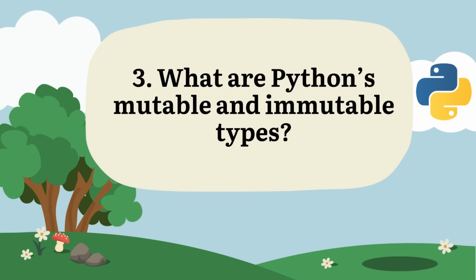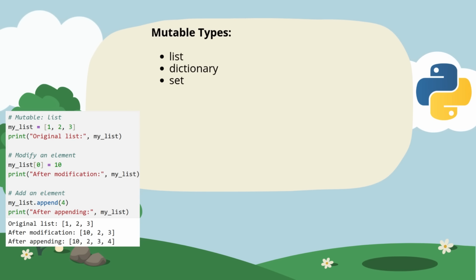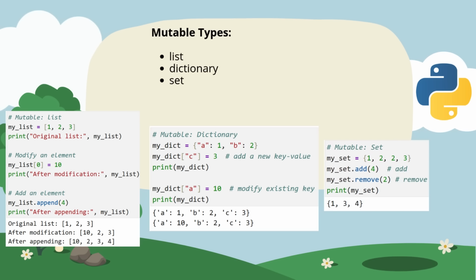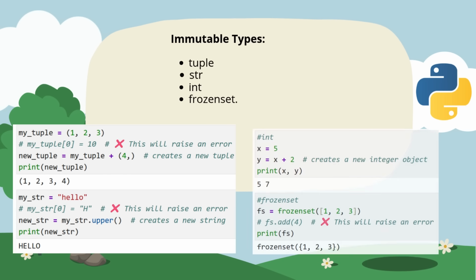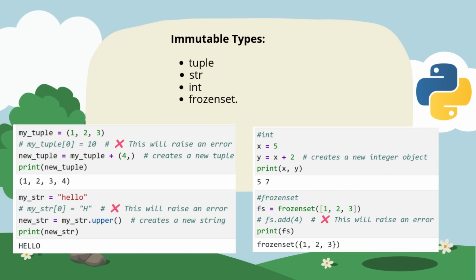What are Python's mutable and immutable types? Mutable types, like lists, sets, and dictionaries, can be changed after creation. You can add, remove, or modify elements anytime. Immutable types, such as strings, tuples, and numbers, cannot be altered once created. Any change produces a new object in memory, which is important for performance and memory behavior.